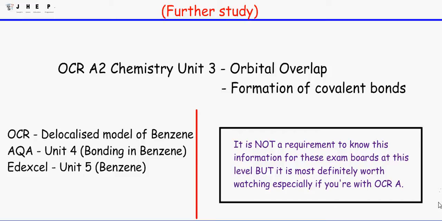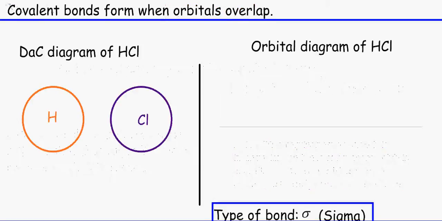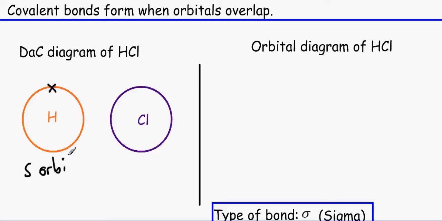So, moving on. The first thing you should know is that covalent bonds form when orbitals overlap. So let's say we have hydrogen chloride. Okay, hydrochloric acid will be under aqueous, but we don't need to worry about that. For hydrogen chloride, we know that hydrogen has one electron in its shell, and we know that it belongs to the s orbital purely because it is in the s block of the periodic table. And it's the only electron as well.